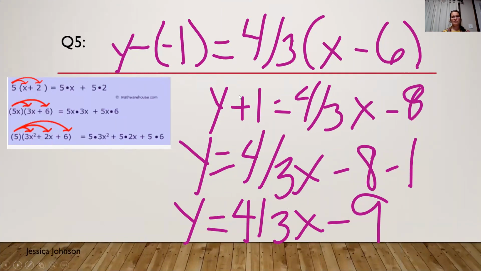And here we're going to have to use the distributive property. These numbers on the left are not in our problem, but I just wanted to show you an easy example of the distributive property. So y plus 1 equals 4/3 x minus 8. And anytime you cross these lines, you have to change the sign right here. So y equals 4/3 x minus 8 minus 1, or y equals 4/3 x minus 9.